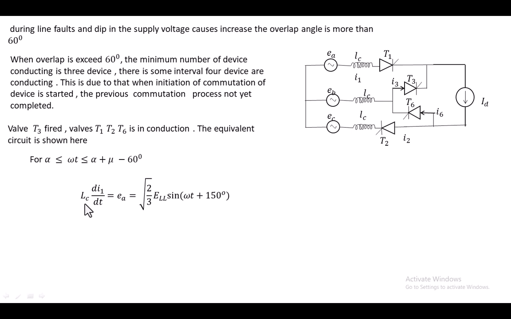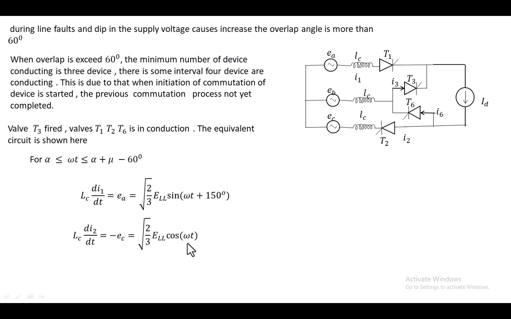One is LC into di1 by dt, which is nothing but the voltage drop across this inductor, that is equal to EA, equal to root 2 by 3 ELL sin of omega t plus 150 degrees. Why is this voltage equal to this? Because the output voltage becomes 0 when the 4 devices are connected. In the same manner, if you apply KVL in this loop, LC into di2 by dt equals minus EC, equal to root 2 by 3 ELL cos omega t.